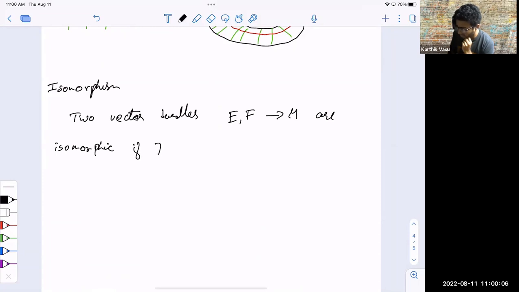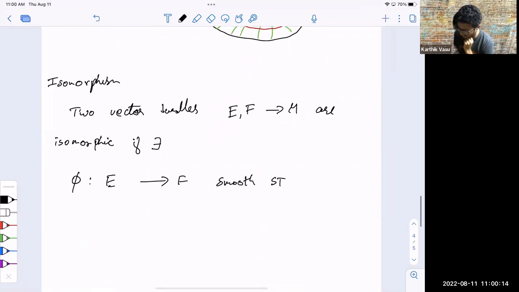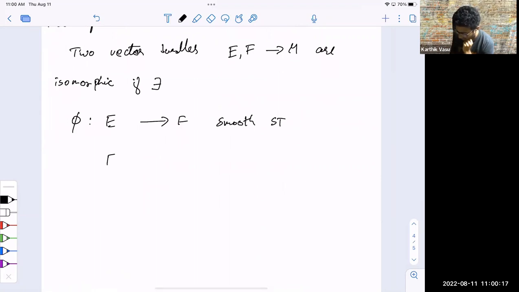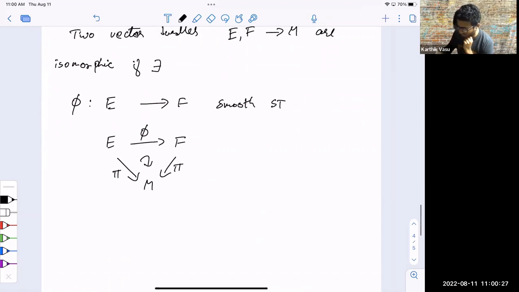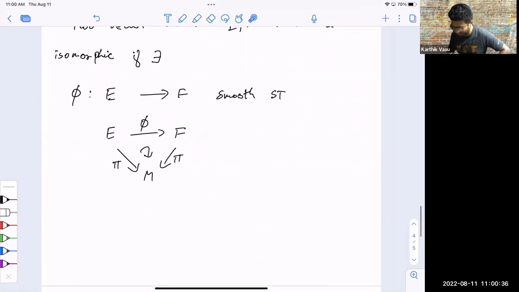If there exists a smooth map which goes from E to F such that I will have this commutative diagram again. Both will have projections. I want this to commute. So basically what I'm saying is the fiber over some point P here will go to the fiber over the same point P here. Okay, that's all I'm saying.